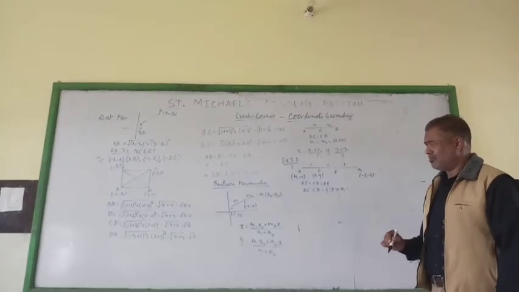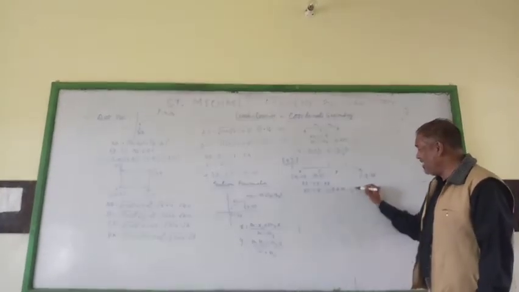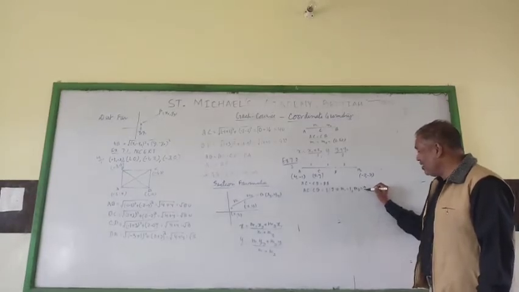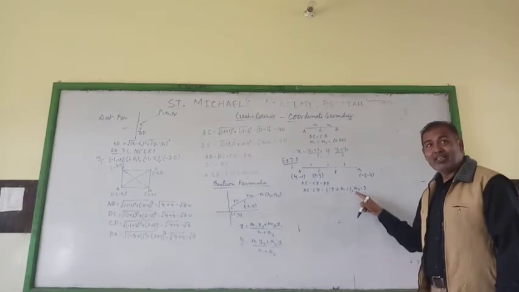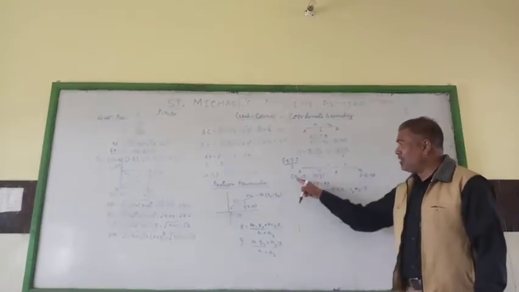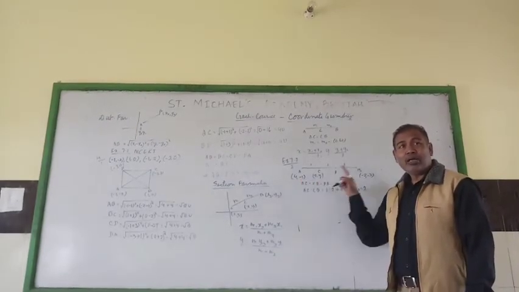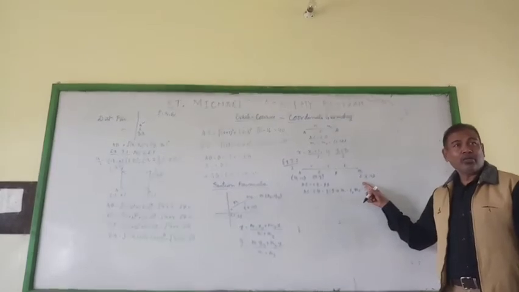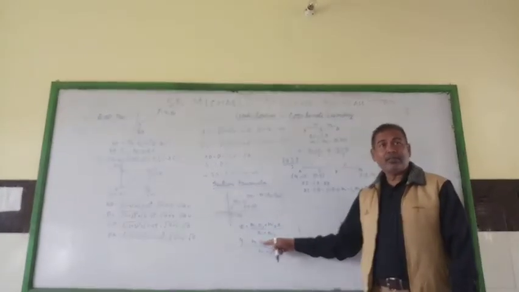So M1 is equal to 1 and M2 is equal to 2. So what is the ratio here? 1 is to 2. In this condition M1 is equal to 1, M2 is equal to 2, x1 is equal to 4, y1 is equal to -1, x2 is equal to -2, y2 is equal to -3. Now can we apply this formula?